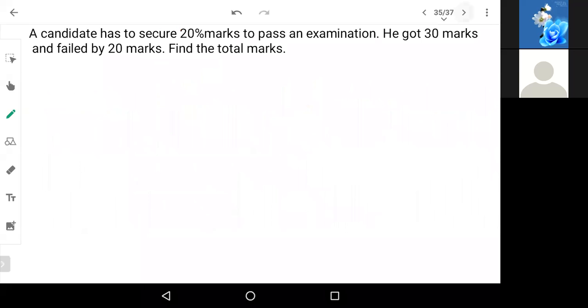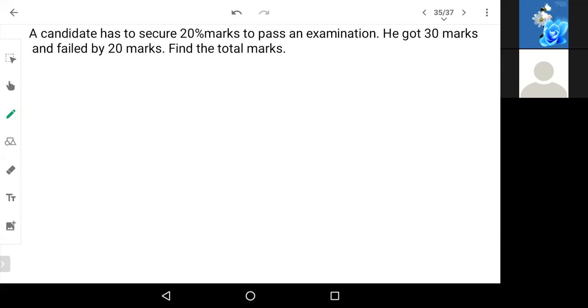Okay. Let us go to the next question then. A candidate has to secure 20% marks to pass an examination. He got 30 marks and failed by 20 marks. Find the total marks. Very interesting question this is. A candidate has to score 20% marks to pass the examination. Okay, we don't know what is the total marks, but they have to score 20% to pass the examination. And he has got 30 marks, but he has failed by 20 marks.